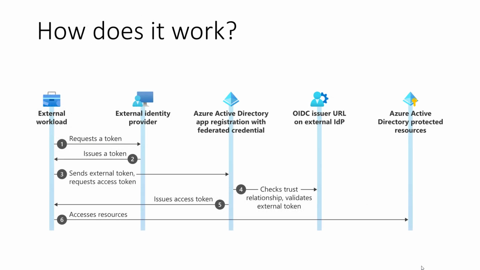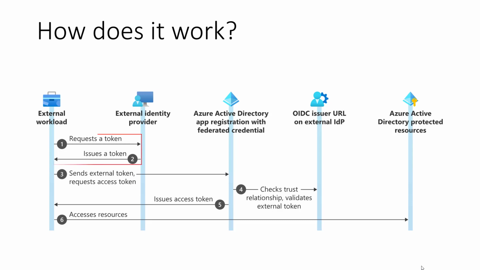So let's talk about this workload and this flow here to better understand what's happening underneath. So we have an external workload. In this case, this is a GitHub Action workflow. There is an external identity provider, which is GitHub. And of course, there is Azure Active Directory connected with our Azure subscription. And of course, there are some other components here which we will describe in a minute.